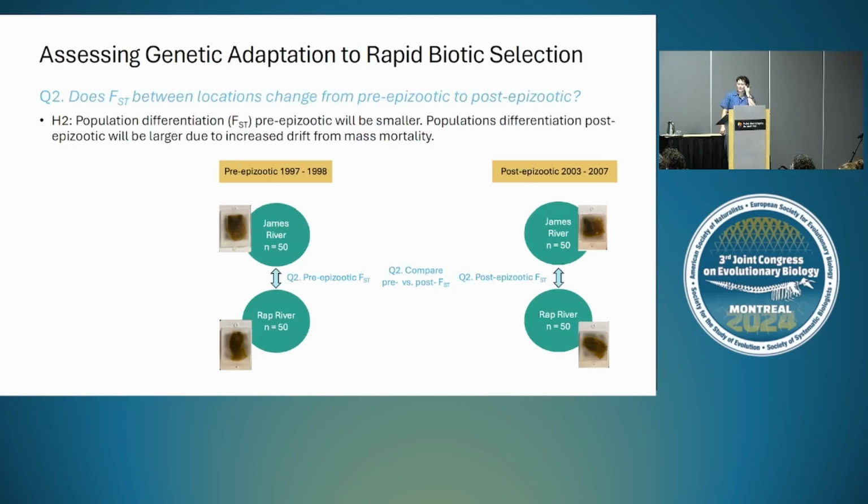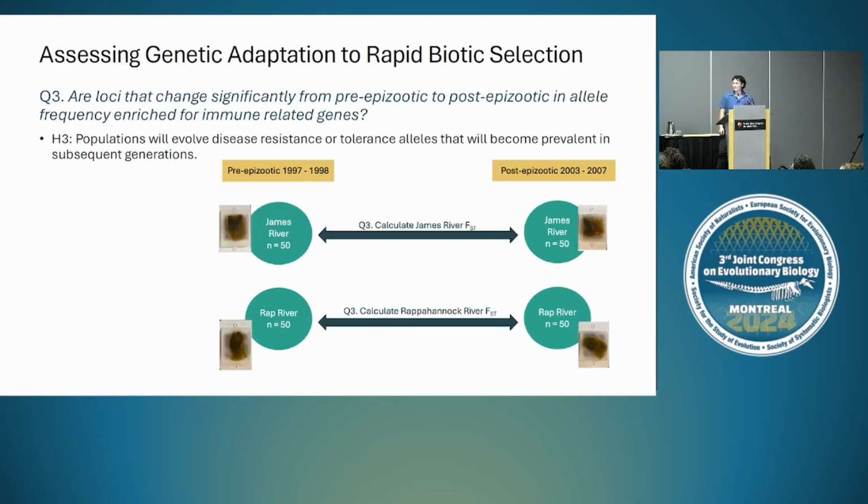Secondly, we're going to look at the population differentiation between rivers, so a between river comparison, and we'll compare the James to the Rappahannock pre and post. We're expecting to see population differentiation increase after the epizootic because populations are going to be smaller and reduced and more subject to drift. And again, this might mirror what we saw with the Apalachicola Bay divergence from the rest of the Gulf of Mexico and our more contemporary samples.